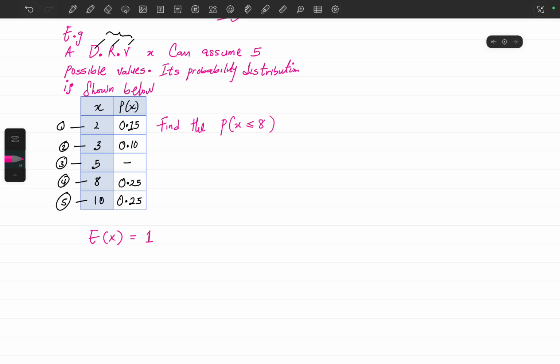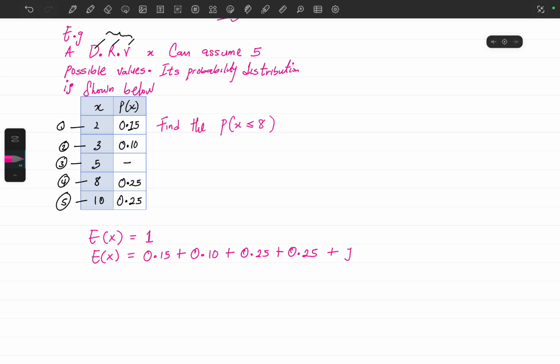And to figure out the expected value, we know that the expected value is calculated with the variable... 0.15 plus 0.10 plus 0.25, then plus 0.25, then plus the missing number, which I'm just going to call y. Okay, there we go. So that's y.